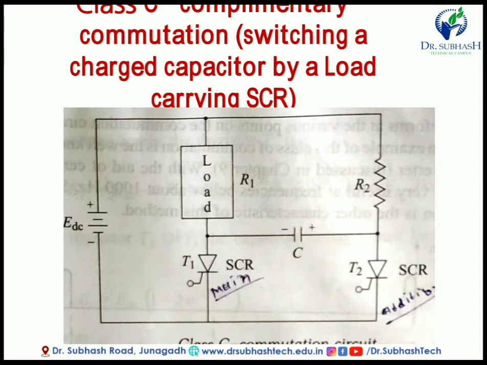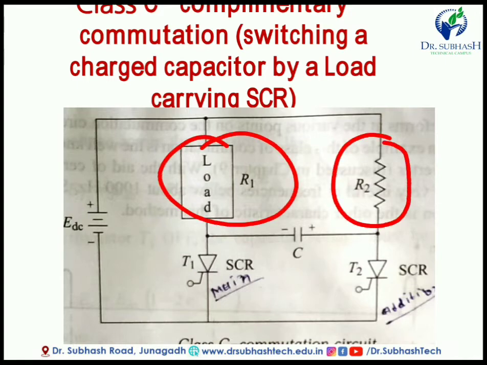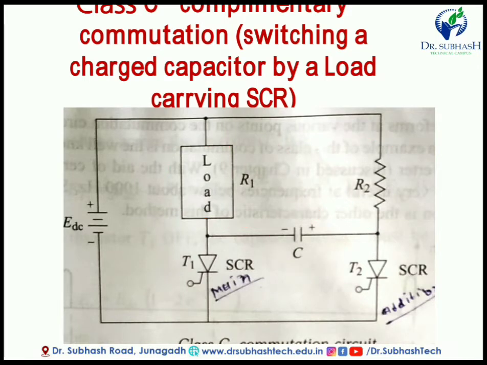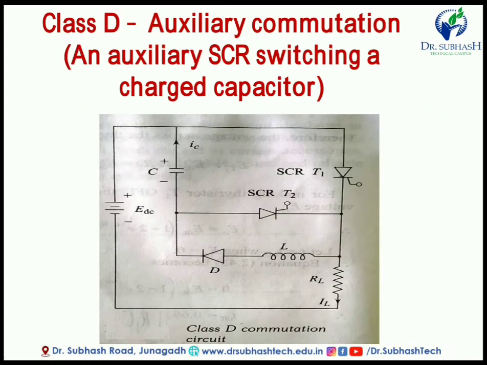So this one is about class C commutation. Here R1 is the load resistor and R2 is simply a path resistor, and this capacitor is used for charging and discharging. T1 and T2: one is the main SCR and the other is an additional or complementary SCR. So it is known as a complementary SCR or complementary commutation circuit. Now class D commutation, auxiliary commutation. Here an auxiliary SCR switches a charged capacitor, meaning here also there is one main and one auxiliary SCR.